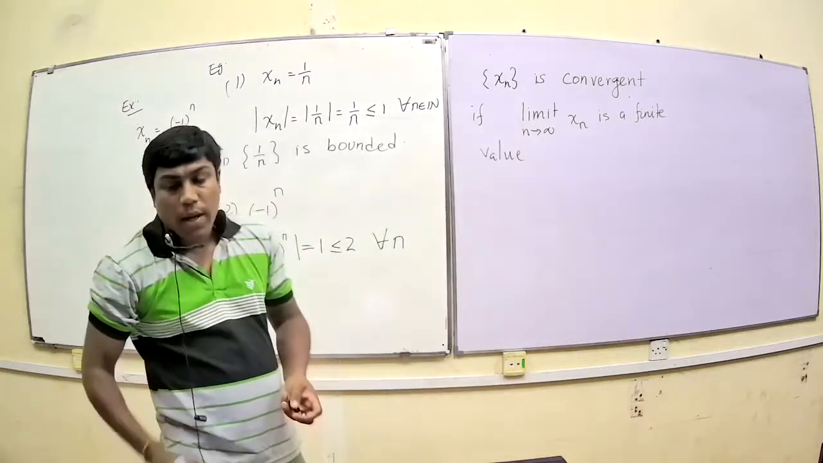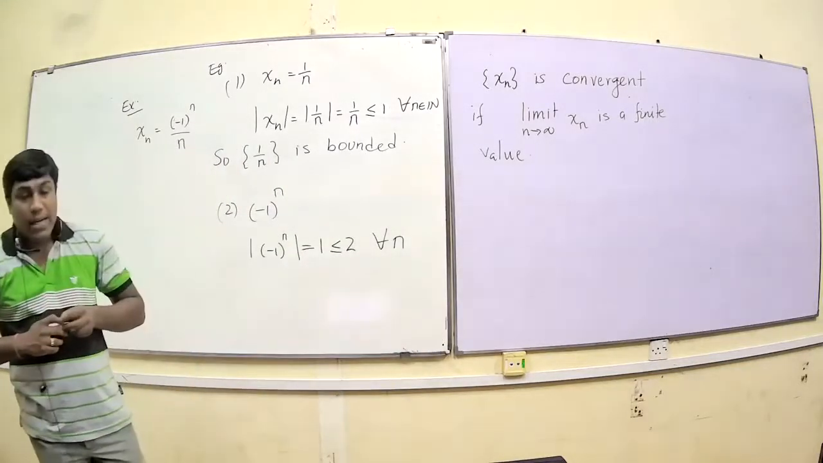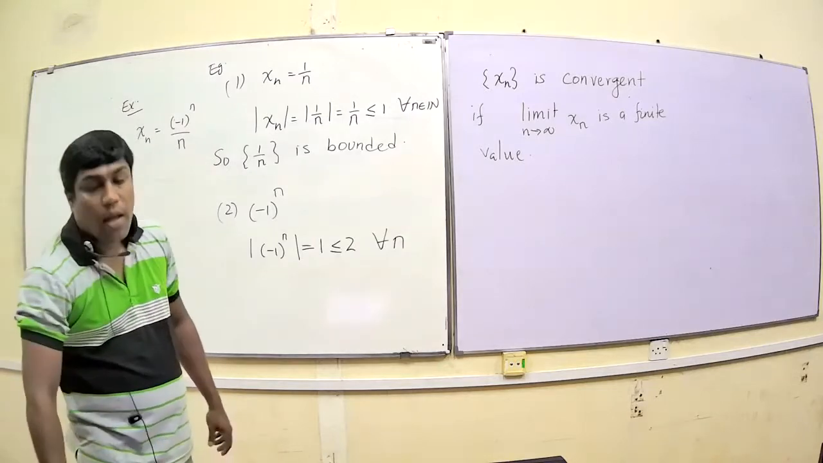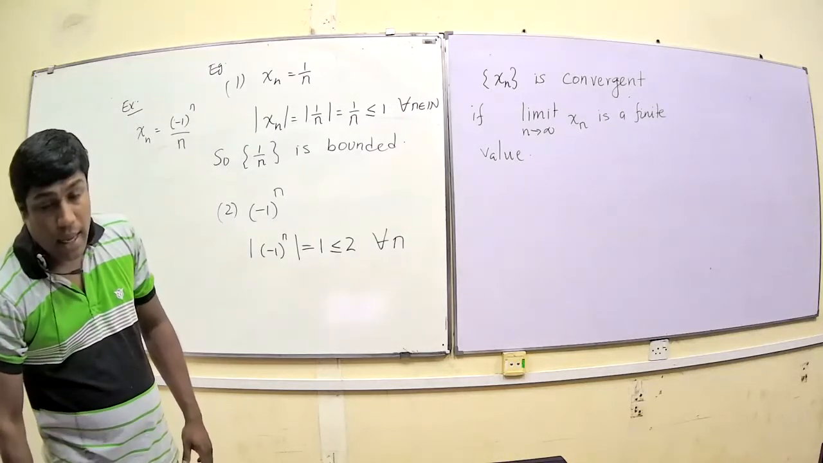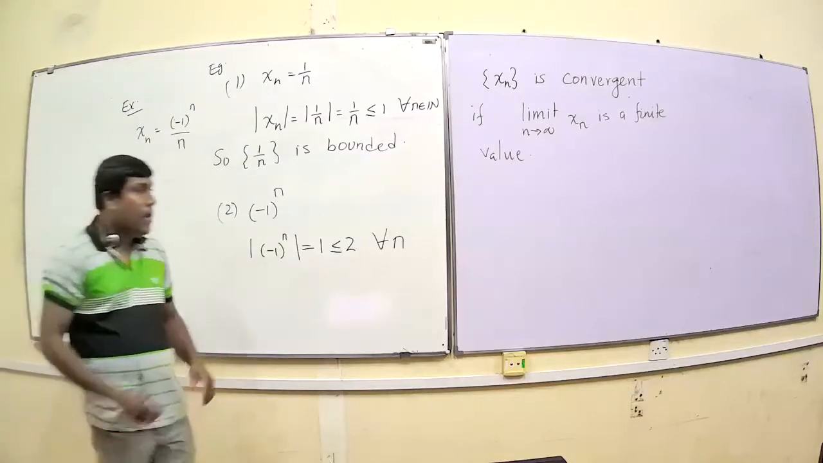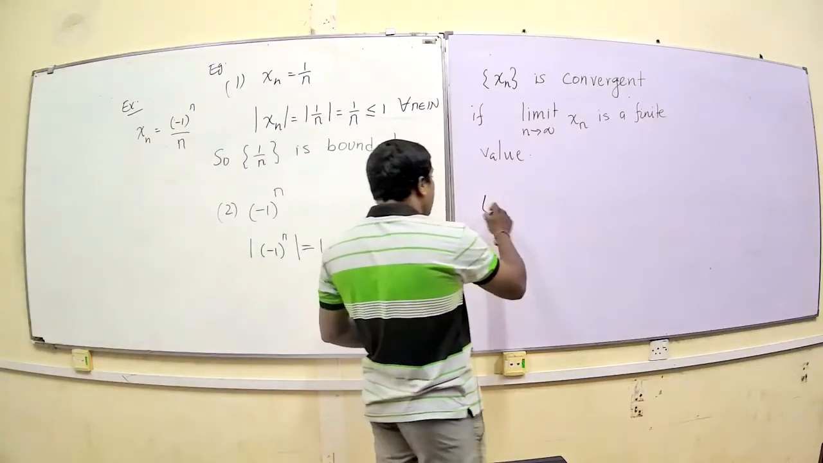So we call a sequence a convergent sequence if the sequence has a finite limit. We have seen examples.